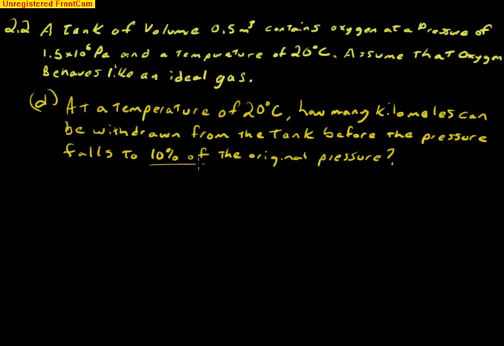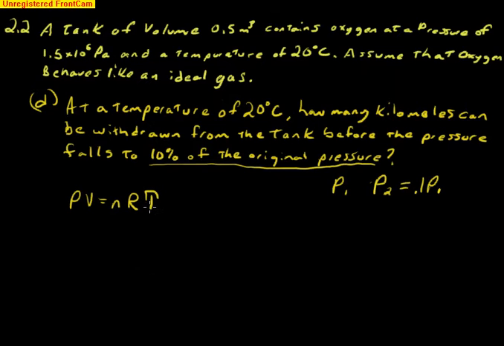So what does all this mean? It means that we'll have our initial pressure, which is given, and our final state pressure is going to be equal to 0.1 of the original pressure. Okay, so we're going to set this up similar to what we did in C. We know we have PV equals nRT, and this is our first pressure, our first volume, our first amount of kilomoles.